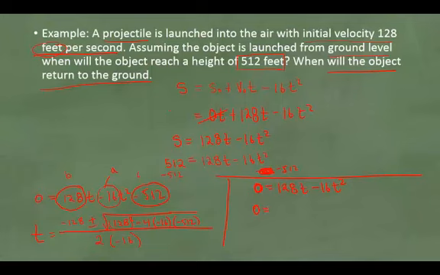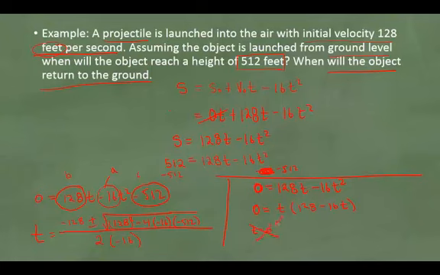Here we can factor out a t. We're left with 128 minus 16t. So we have two solutions. Either t is equal to 0, which is true. At the very beginning, the object started at a height of 0. But that's not what it's asking. It's asking us when will the object return to the ground level, not when did it start at ground level. So we don't want this one.